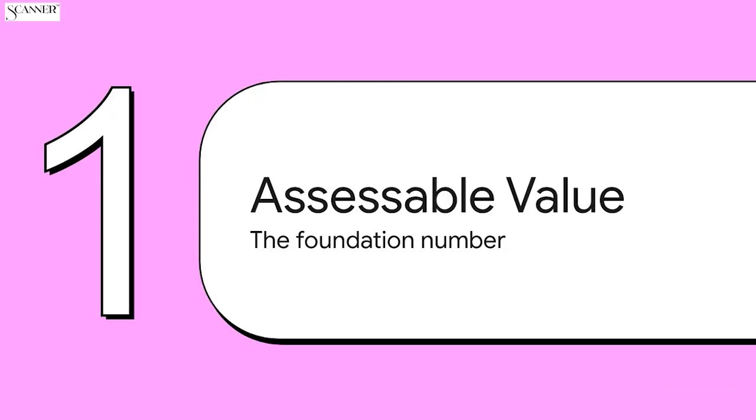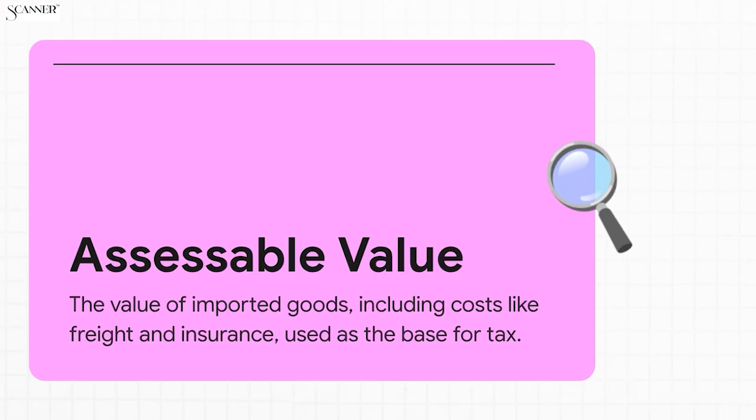All right, first up, probably the single most important concept we're going to talk about today: the accessible value. You have to think of this as the bedrock. It is the base number that every single tax, every single duty is built upon. If you get this number wrong, trust me, everything that follows will be wrong too. So what is this base ingredient of ours?